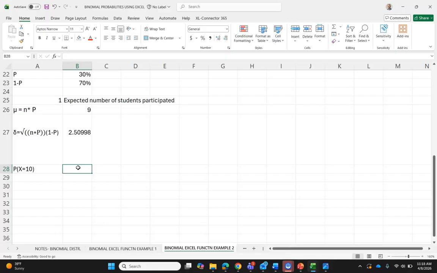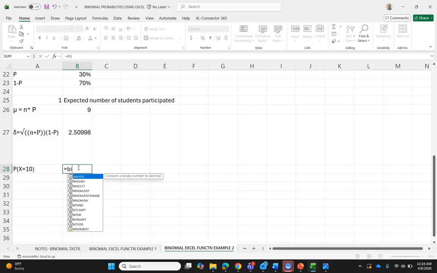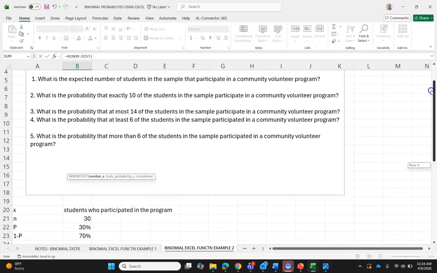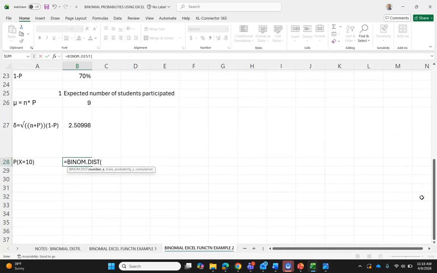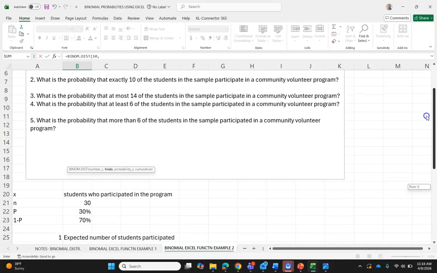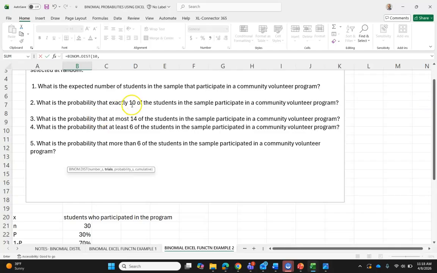And so we can just put equal sign and write binomial test. We select our function, and we're going to start inputting the values. So we have 10. That's our requirement, which says what is the probability that exactly 10 of the students. So we have X number of students who participated in this program.